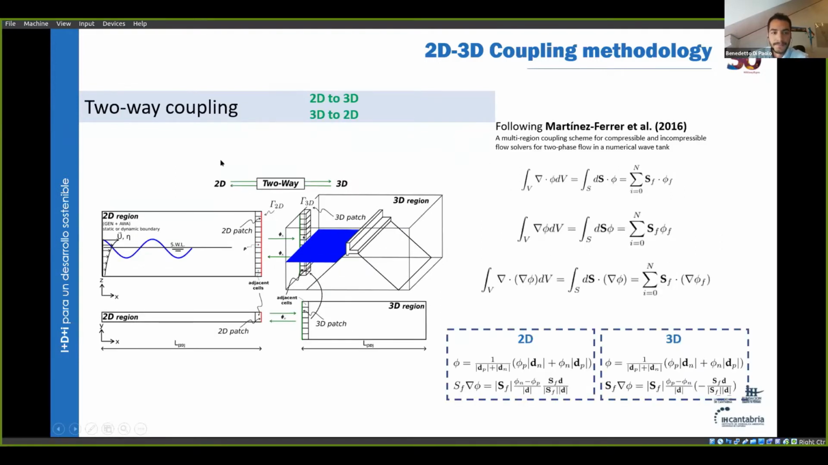While on the other hand, we have the two-way coupling, which is derived from Martinez-Ferrer et al. 2016. This scheme is derived from the discretization of the spatial terms of the generic transport equation. As you can see here on the right, by fixing the generic value of the variable and its gradient, we can couple the solution of the 2D region with the 3D ones in a two-way mode.